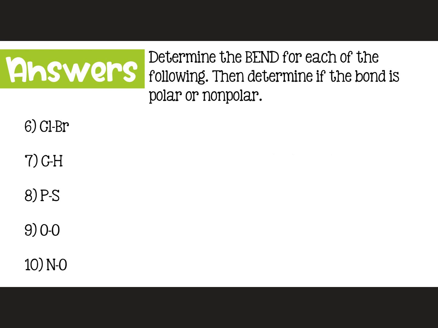Now, let's look at some more examples. Chlorine and bromine. Well, chlorine is 3.2, bromine is 3.0, so when you subtract, you get 0.2. And that means that we have a polar bond with the electrons going to the chlorine. So the chlorine is slightly negative and the bromine is slightly positive.